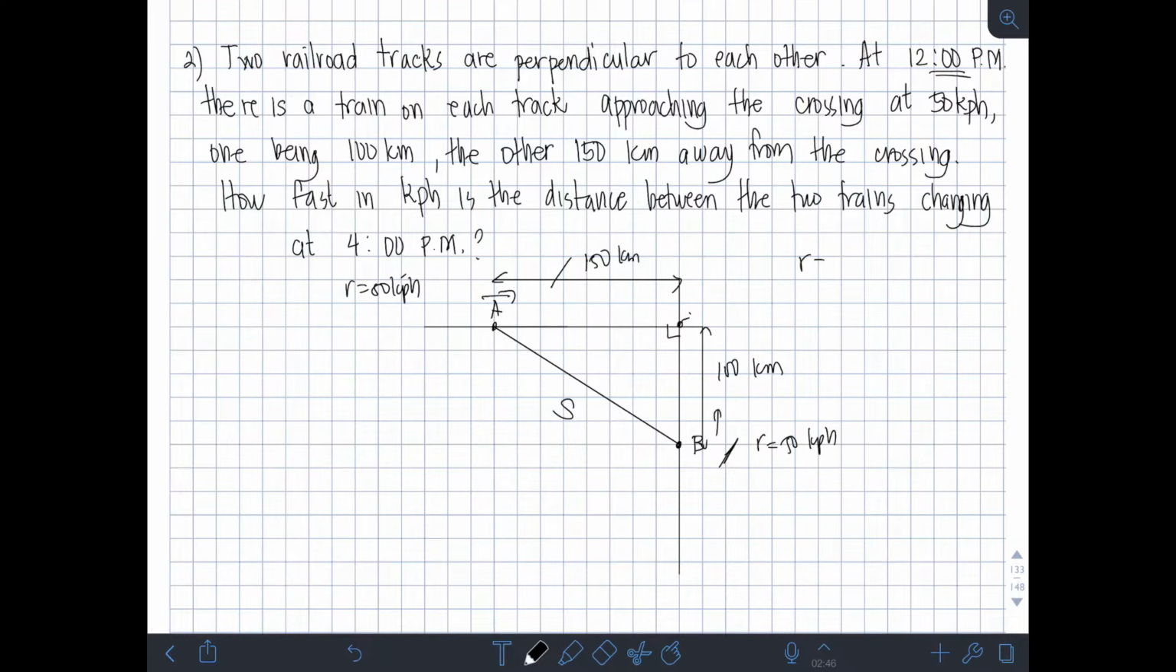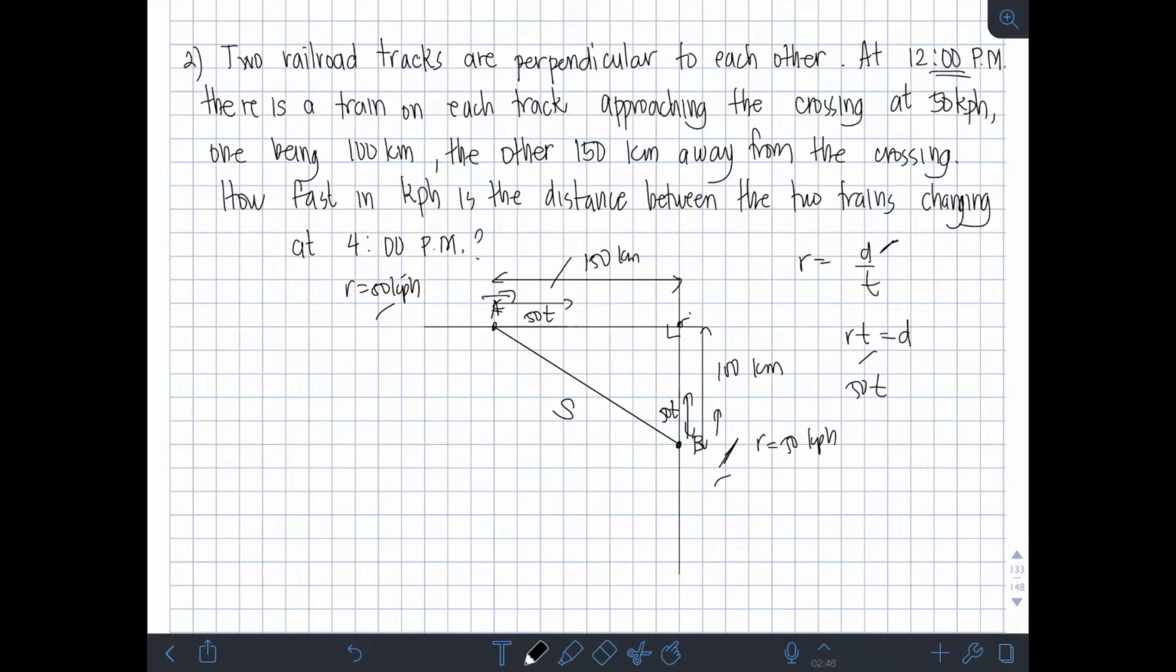So, diba, ang rate is equal to distance over time. So, distance will be equal to RT. Okay? So, after 4 hours, at 4 p.m., substitute natin yung 4 sa T, tapos yung R nila na parehong 50. So, 50T. So, parehong 50T yung distance traveled nila. So, let's say ito yon. Ito yung distance na yon. In terms of time, 50T. Ito rin, 50T.